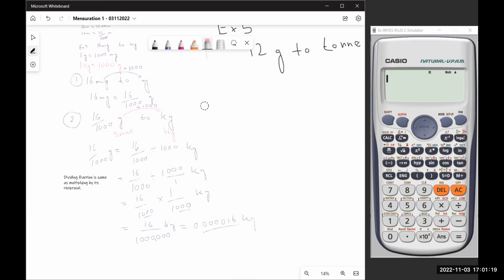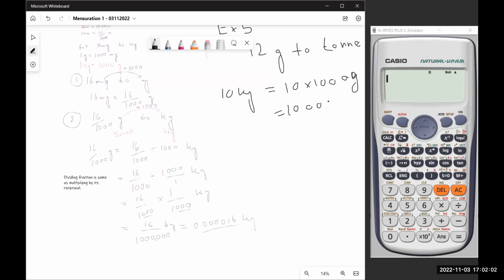Now there's only one method I need you to remember from all of this, which is smaller to bigger is divide and bigger to smaller is multiply. You have to memorize that by heart. Smaller to bigger, divide; bigger to smaller, multiply. The most common mistake a lot of people make is if I ask them what is 10 kg in grams, they'll say 10 into 1000 grams, which is 10,000 grams.